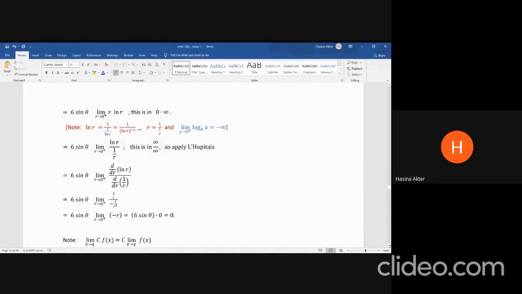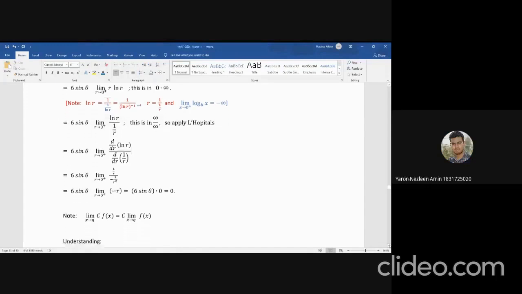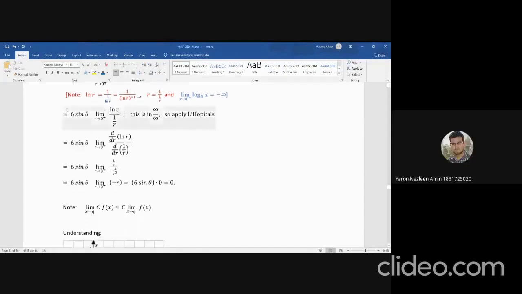Okay? Yes, miss. Because we know the differentiation of ln r, and that will be 1 over r, isn't it? Yes, 1 over r. So by flipping you get this.